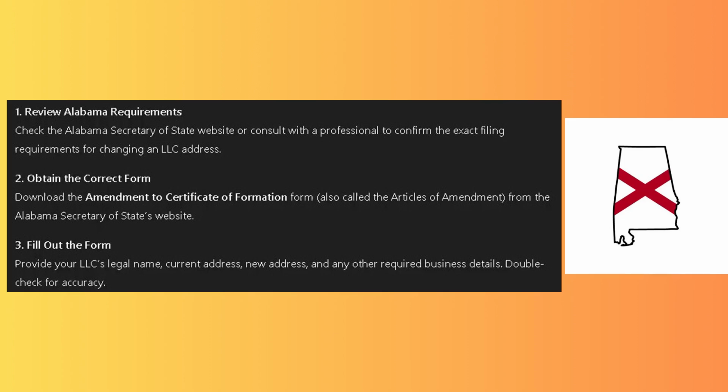Obtain the correct form. Download the Amendment of Certificate of Formation form, also called Articles of Amendment, from the Alabama Secretary of State website.